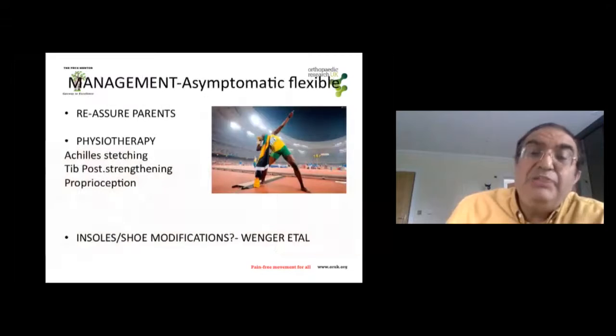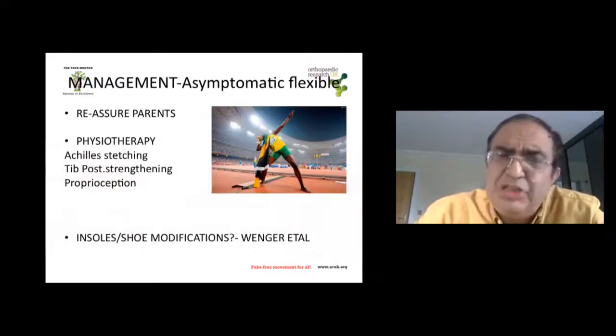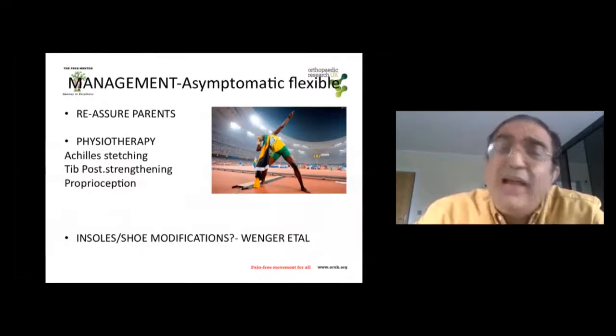So what is the treatment then? Asymptomatic, flexible flat foot, nothing to do. Just reassure them. I tell my patients that Usain Bolt had flat feet and he's the world's fastest man. So what is there to worry? So generally, asymptomatic flexible flat feet can be completely left alone.